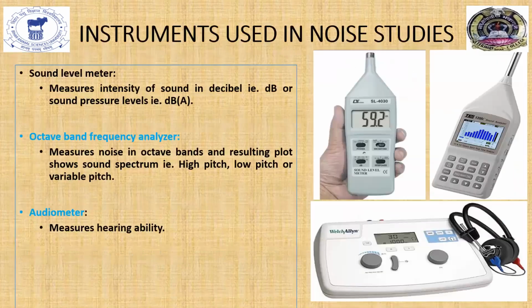There are certain instruments for noise study. First is the sound level meter, which measures the intensity of sound in terms of decibel or decibel sound pressure levels. Second is the octave band frequency analyzer, which measures noise in octave bands, by which we can classify sound or noise into high pitch sound, low pitch sound and variable pitch sound. And third is the audiometer, which measures our hearing ability.